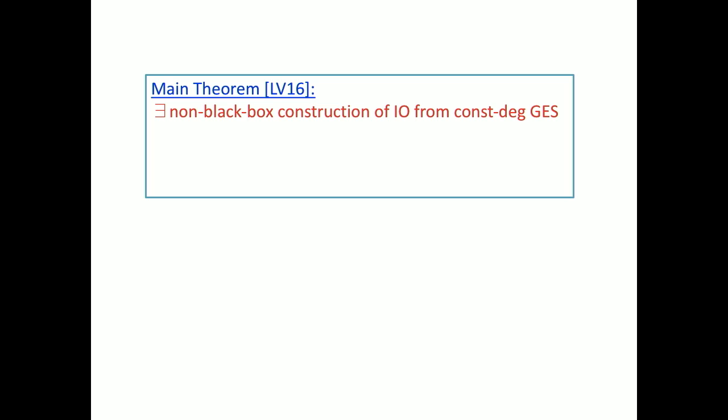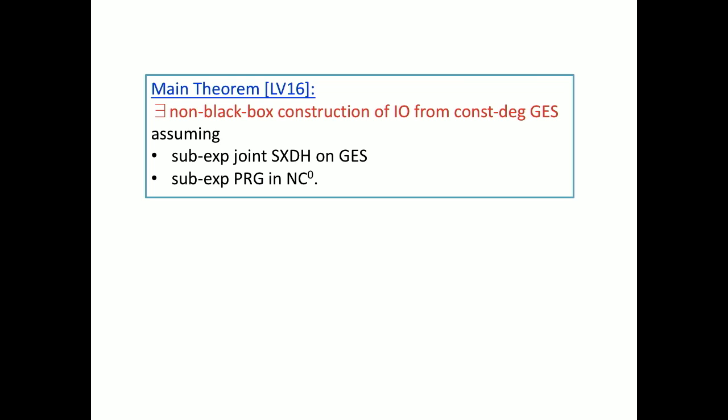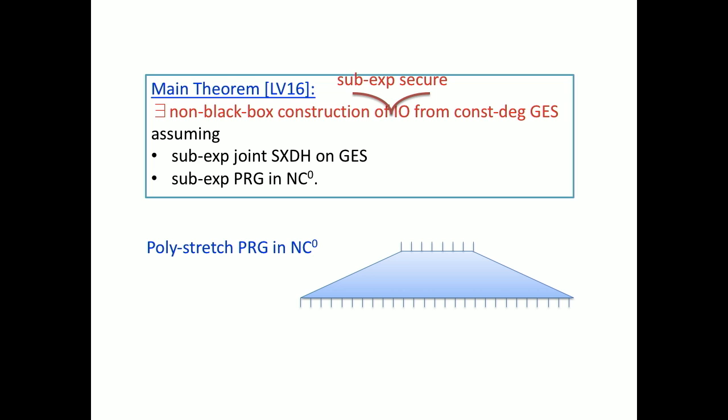So now I'm ready to state the main theorem. We give a non-black-box construction of I/O from constant degree graded encodings, assuming sub-exponential joint SXDH, as well as the existence of a sub-exponentially secure PRG in NC0. Because all the components and assumptions we use are sub-exponentially hard, the resulting I/O is also sub-exponentially hard. I think at this point everybody asks, what's the constant? Yes, I'll talk about it.